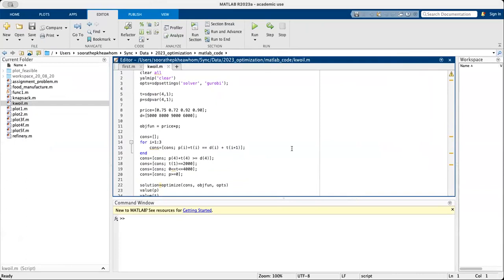Okay, to start, clear all, right? And then yalmip clear, I explained that in my last video. Do we really need that, clear all and yalmip clear? Sometimes, if you have some variable remaining in memory, it may confuse MATLAB. So it is always good practice to clear all and yalmip clear first.